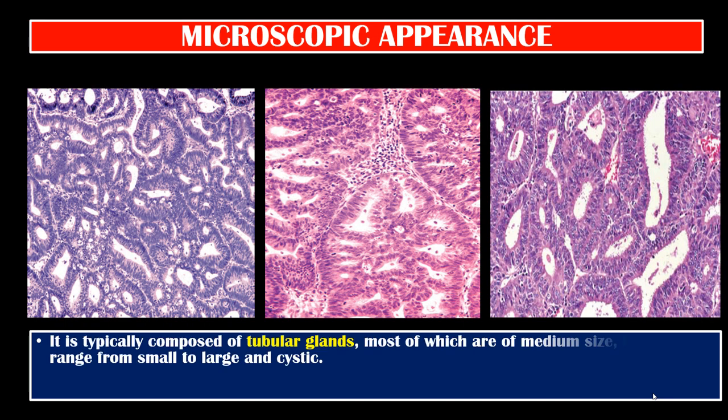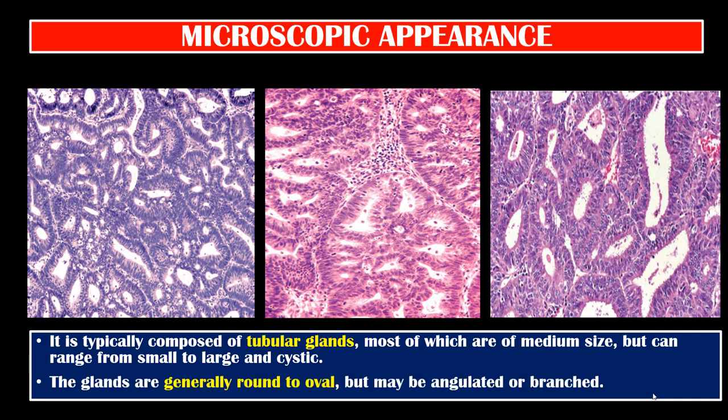Microscopic appearance. It is typically composed of tubular glands, most of which are of medium size, but can range from small to large and cystic. The glands are generally round to oval, but may be angulated or branched.